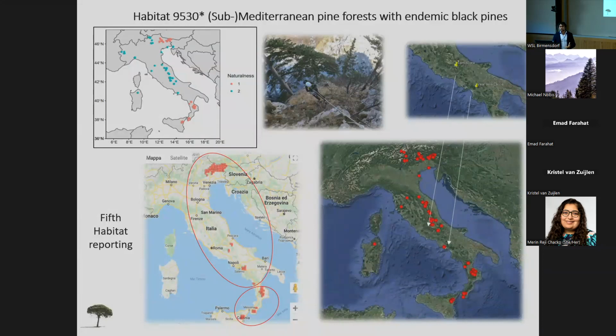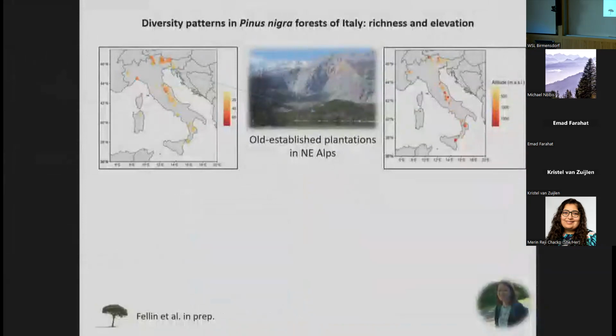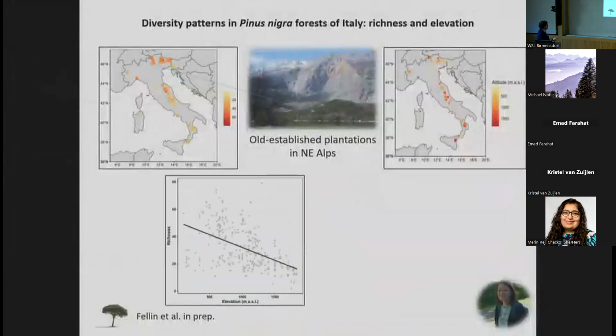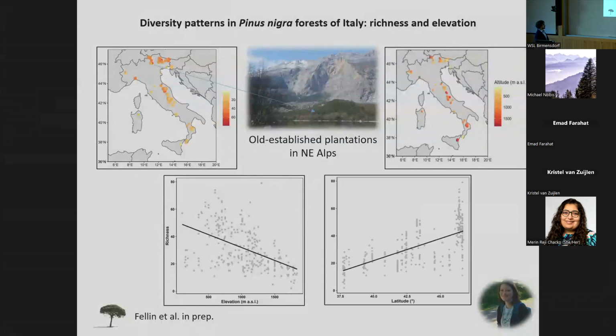But in Italy, we have a lot of work to do. Yeah, the country is quite long, so we are doing this work as well. When we look at the patterns of this Pinus nigra forest in Italy, which, as I said, also includes all the established plantations, you can find patterns of species richness that, for example, decrease with increasing elevation, or, for example, species richness that increases with increasing latitude.